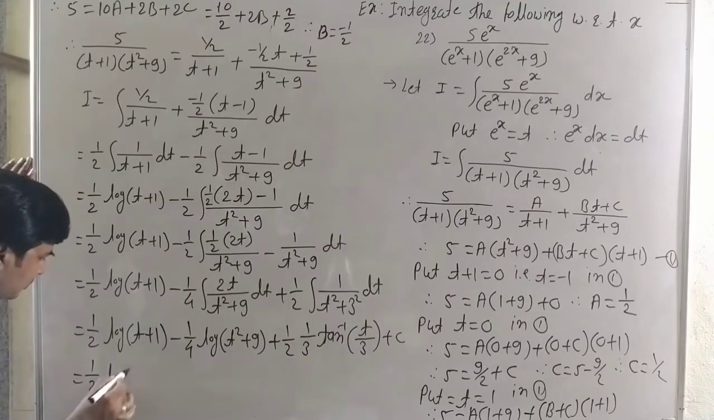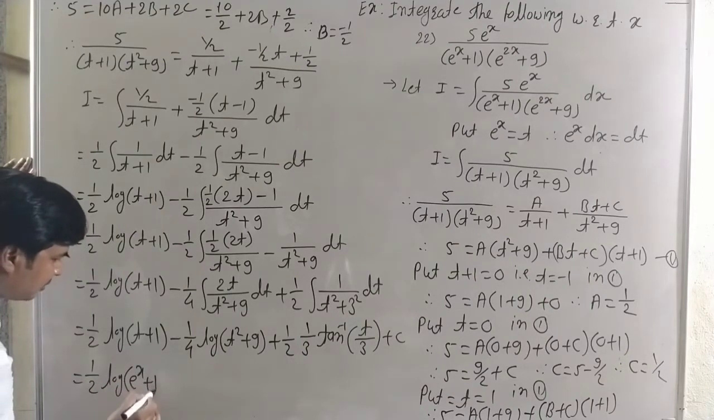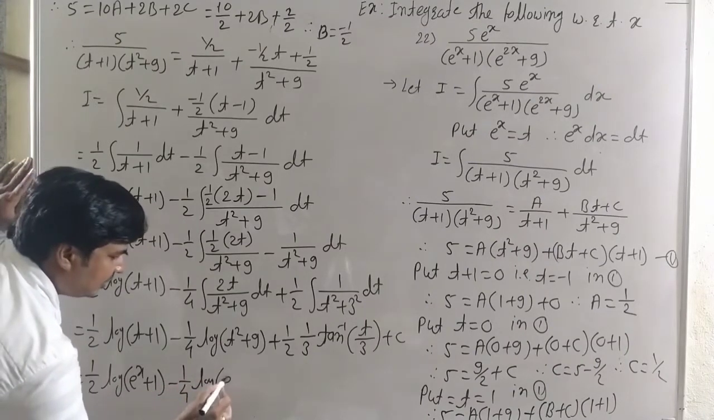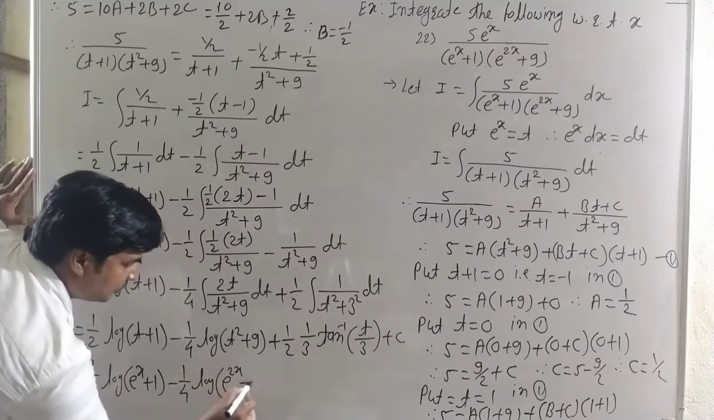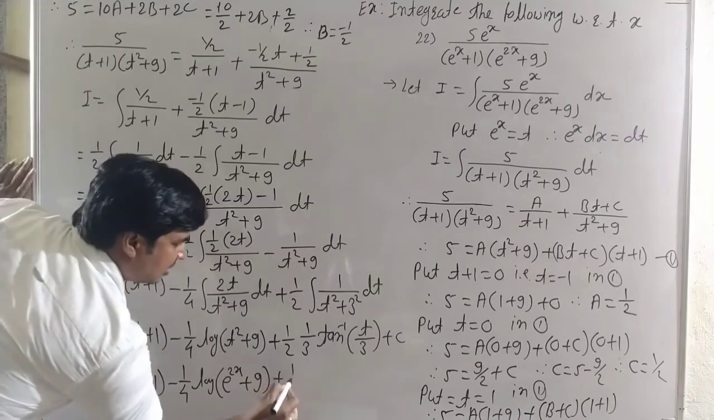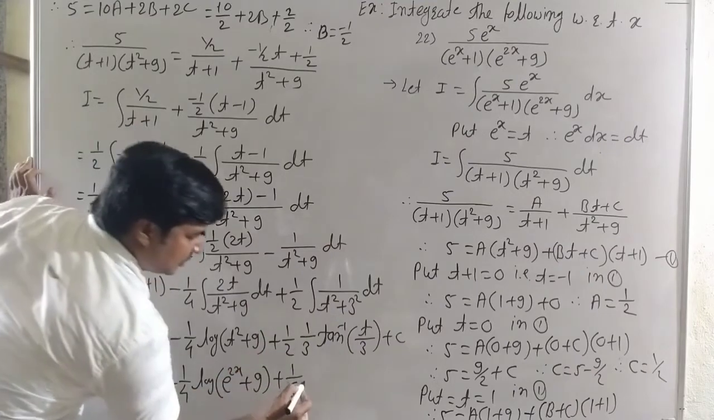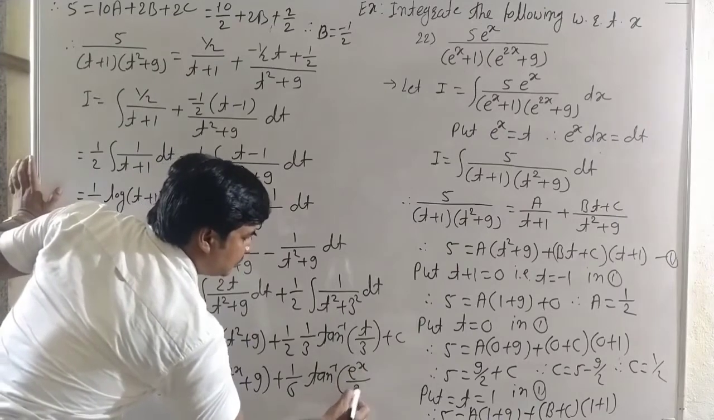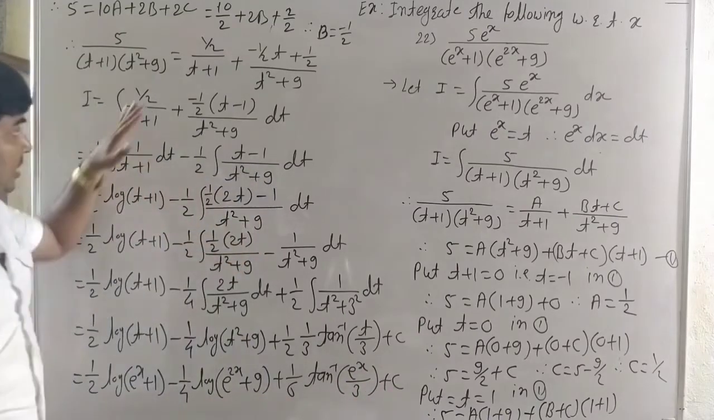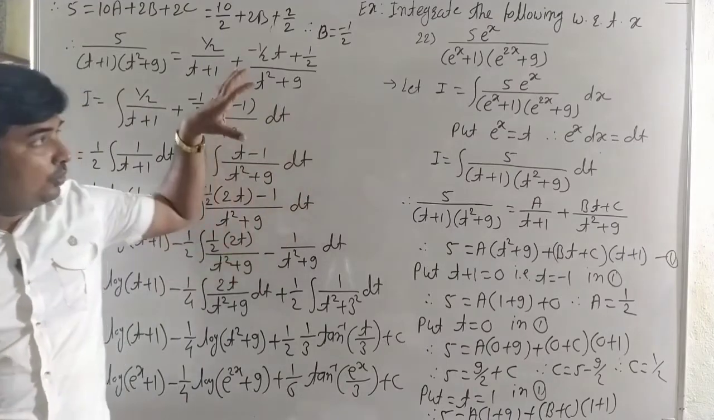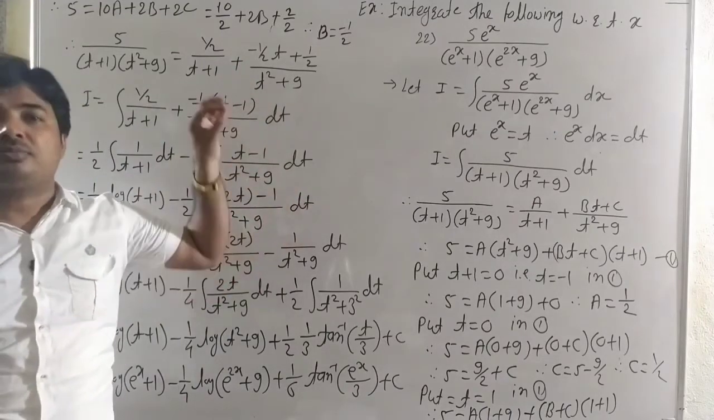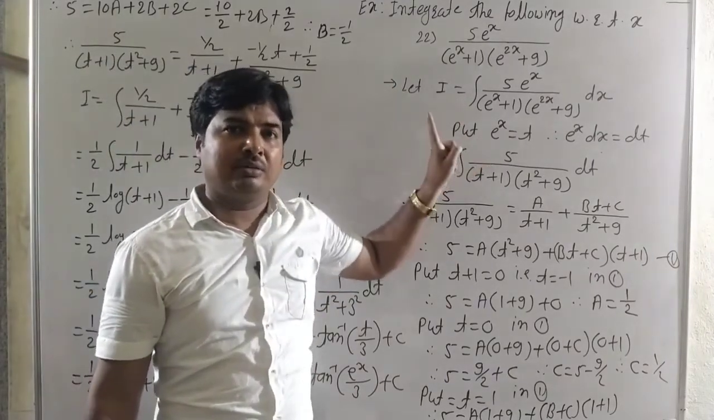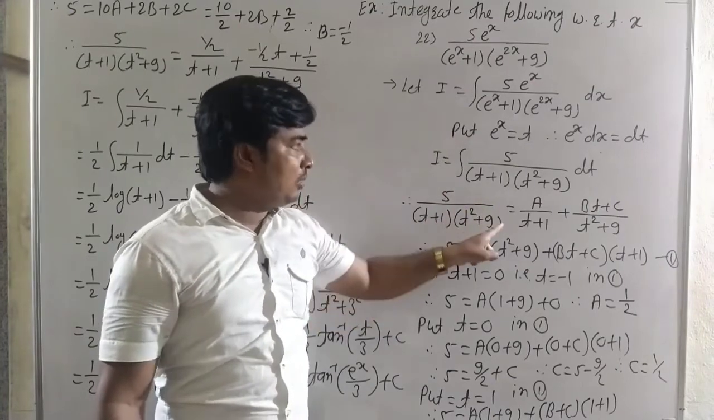1 by 2 log of e raised to x plus 1, minus 1 by 4 log of e raised to 2x, that is t square plus 9, plus 1 by 6, 1 by 2 into 1 by 3, tan inverse of e raised to x upon 3, plus c. Now again in this example we can use the 5 types of integral. First we substitute, first type. Then it is integration by partial fraction.